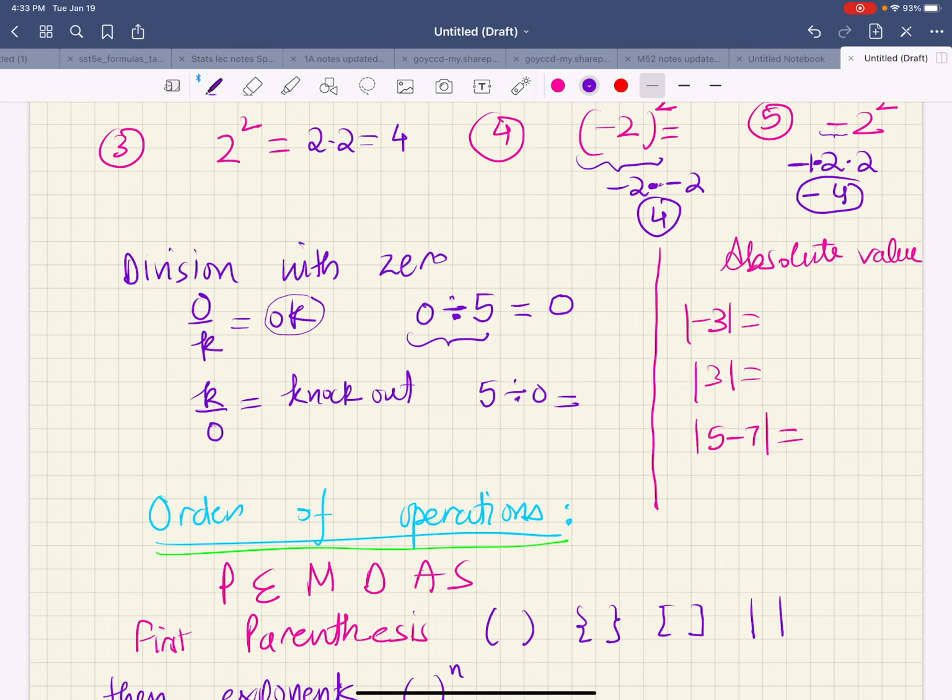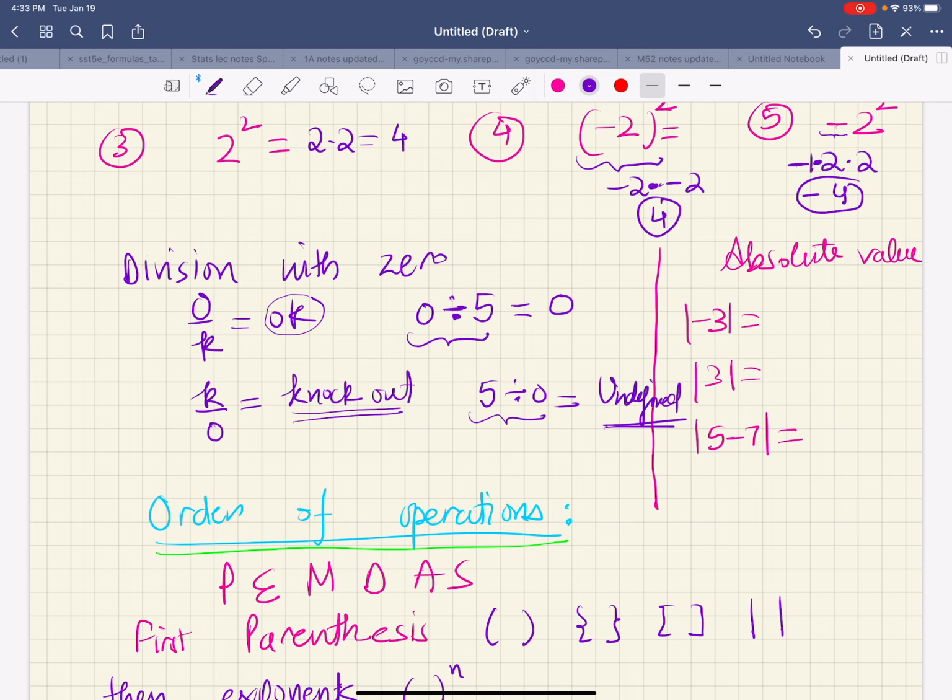And any number k divided by 0 is a big trouble. Think of the word knockout anytime you see k over 0 or any number being divided by 0. In that case, your answer is undefined. Undefined, okay? You cannot divide by 0. It's a big trouble. 0 divided by any number is 0, and any number divided by 0 is undefined.